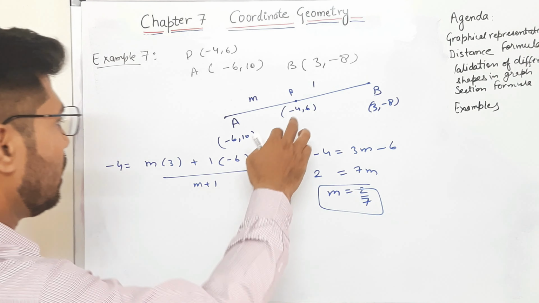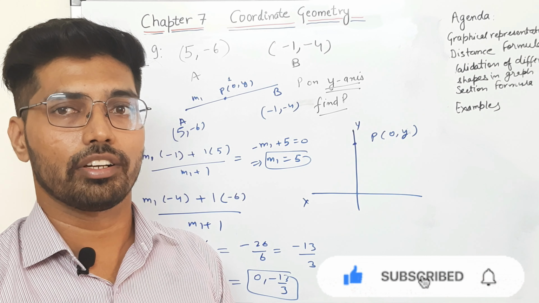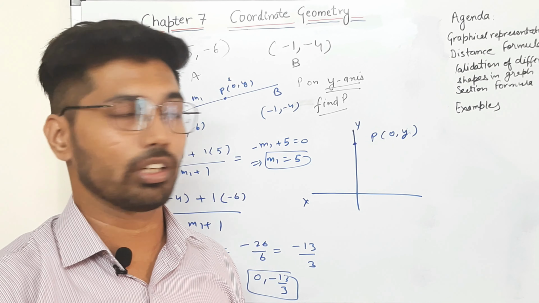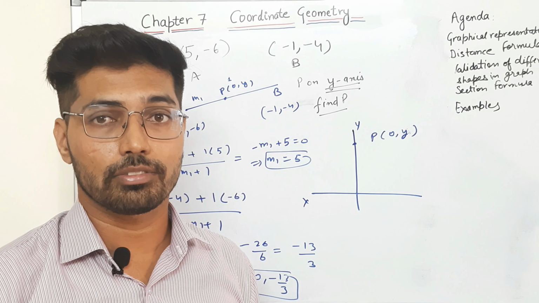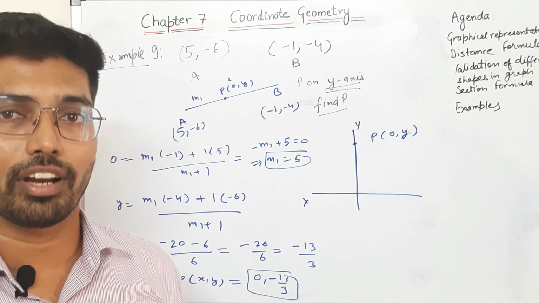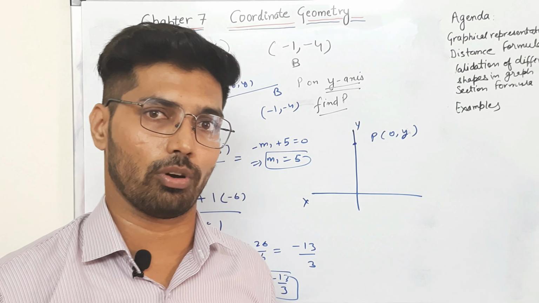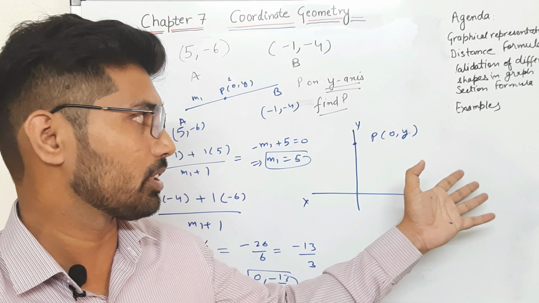Okay guys, with this we have covered our agenda of coordinate geometry. In this coordinate geometry, we understood the graphical representation of any algebraic equation into a graph, how to represent the coordinate in the graph, what is abscissa, what is ordinate, how to draw different shapes on the graphs, what is the distance formula, what is the section formula, and how to derive the distance formula and the section formula. We have understood this with some examples.